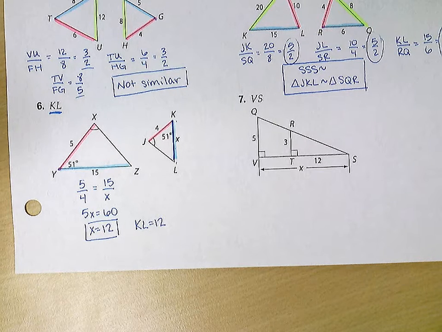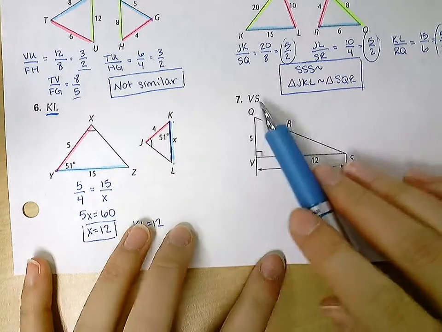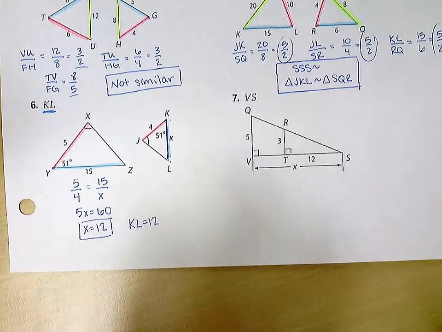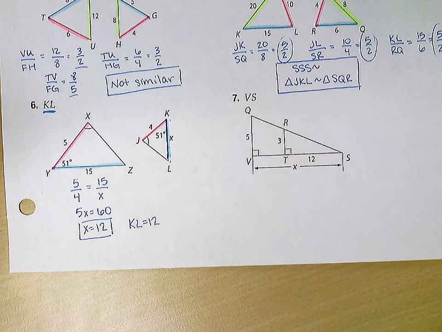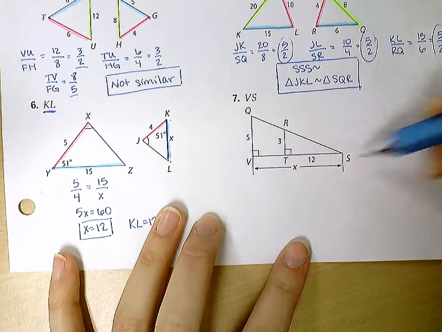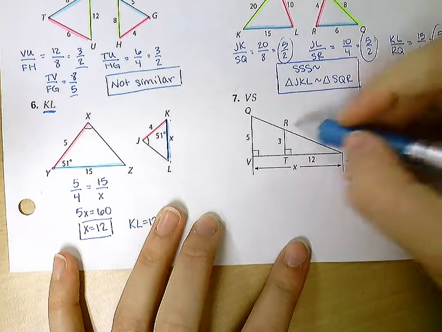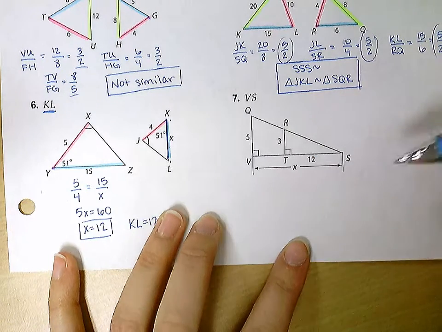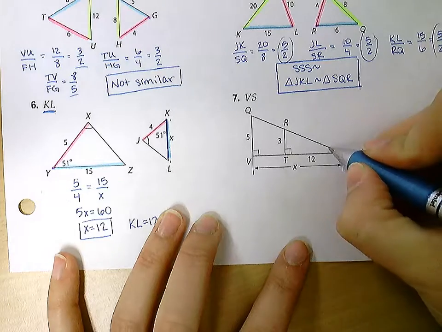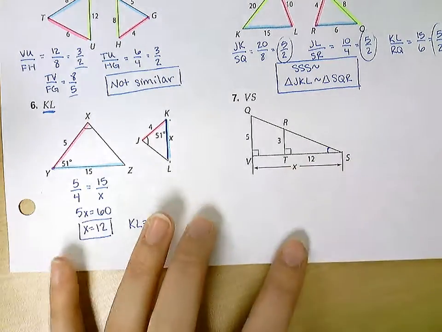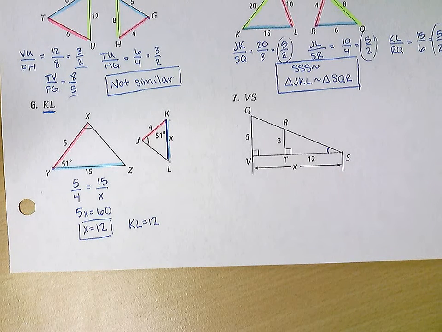Okay, looking at number 7, we want to find VS. Okay, that's this length at the bottom here. Now, there are two triangles within this larger triangle. So I have one that's QVS, okay, and I have a smaller triangle here, RTS. Now, those two triangles are similar because they share this angle S in common, and they both have a 90-degree angle. So those two triangles would be similar by angle-angle similarity.